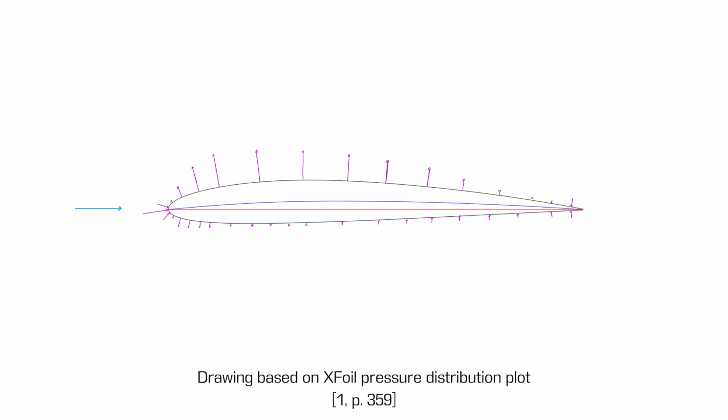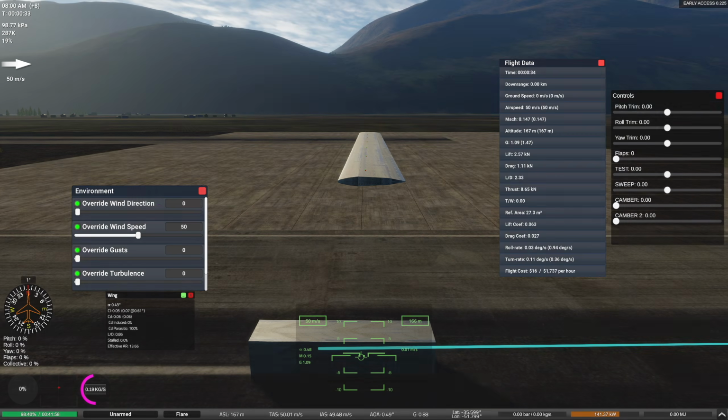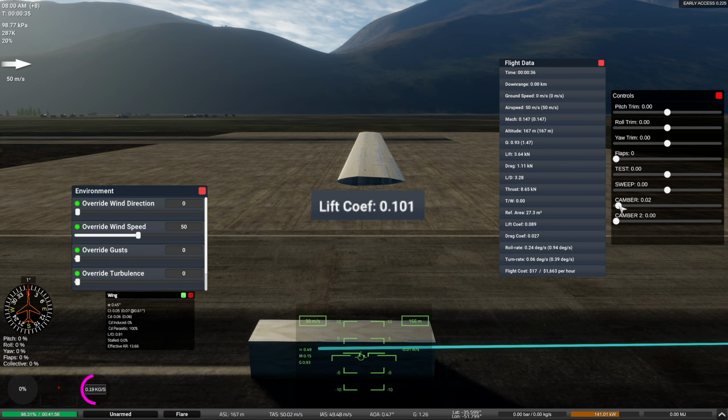Now let's look at the cambered airfoil at zero angle of attack. Because the upper and lower surfaces are asymmetrical, the velocities and pressures experienced by the upper and lower surfaces will be different, with the upper surface experiencing an overall lower pressure and the lower surface experiencing an overall higher pressure, similar to the behavior of the symmetrical airfoil at a positive angle of attack. In other words, a cambered airfoil will produce lift at zero angle of attack. The more camber an airfoil has, the higher the lift coefficient will be at zero angle of attack.